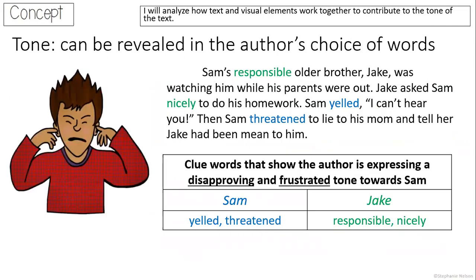So tone can be revealed in the author's choice of words. You can pick up on the author's tone by the words they use in the text. Sam's responsible older brother, Jake, was watching him while his parents were out. Jake asked Sam nicely to do his homework. Sam yelled, "I can't hear you." Then Sam threatened to lie to his mom and tell her Jake had been mean to him. So some clue words that show the author is expressing a disapproving and frustrated tone towards Sam were "Sam yelled" and "threatened," and "Jake was responsible" and "nicely."